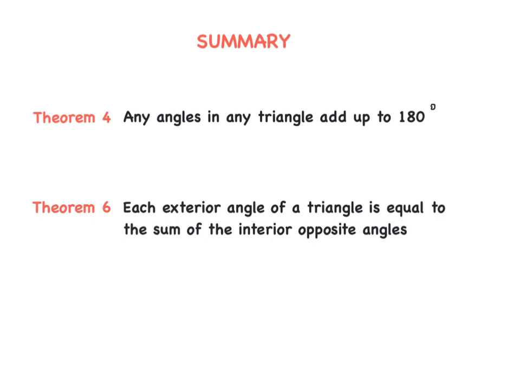So for summary, theorem number 4 and 6. Number 4: any angles in any triangle add up to 180. And the next one: each exterior angle of the triangle is equal to the sum of the interior opposite angles. And we need to use these theorems to find the missing angles.